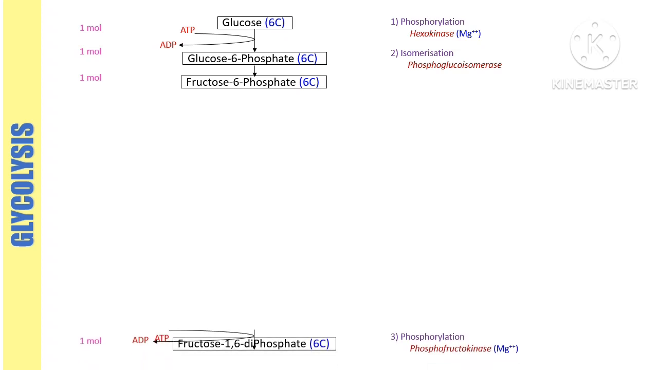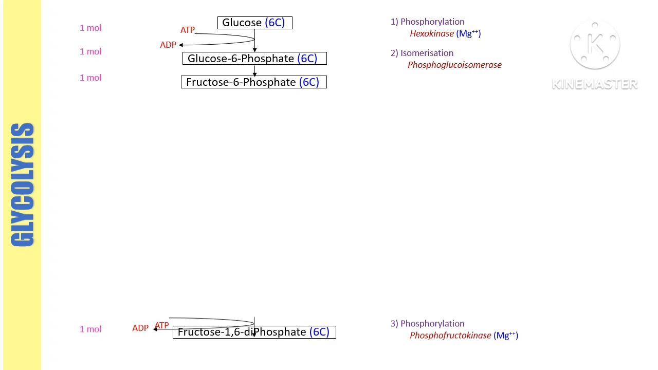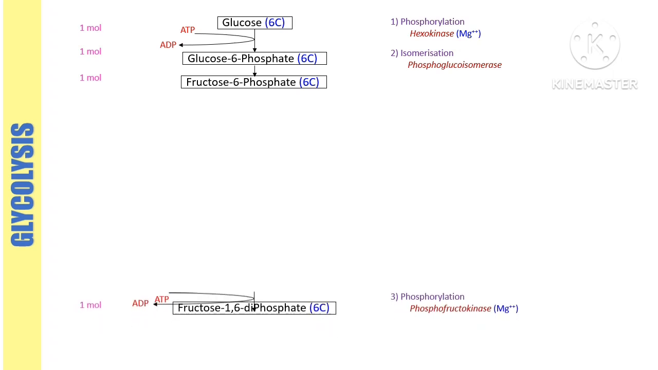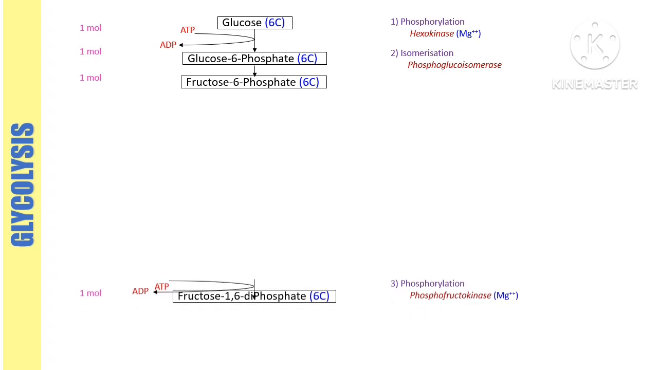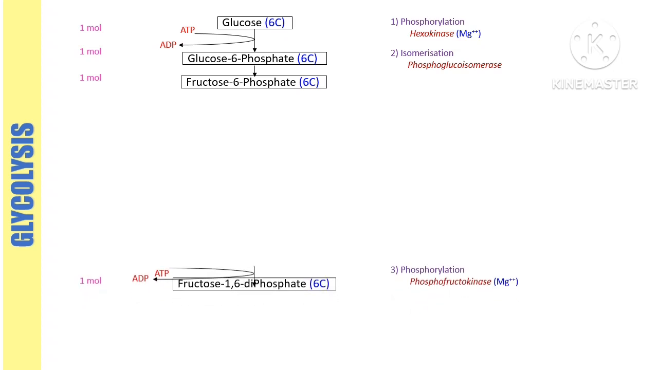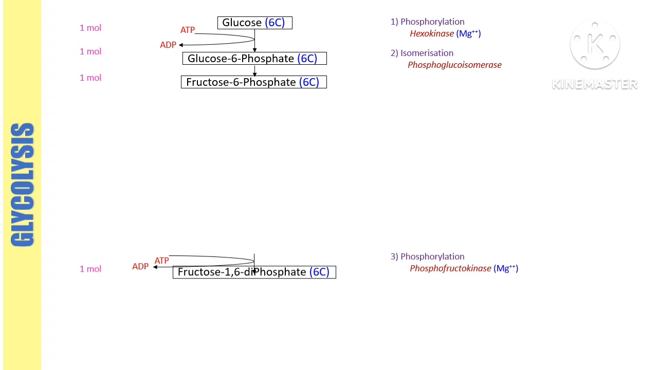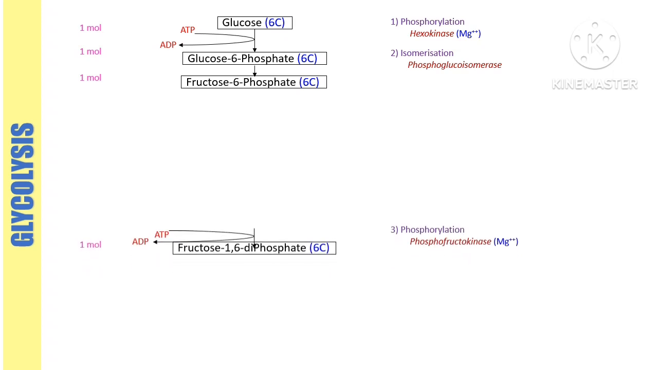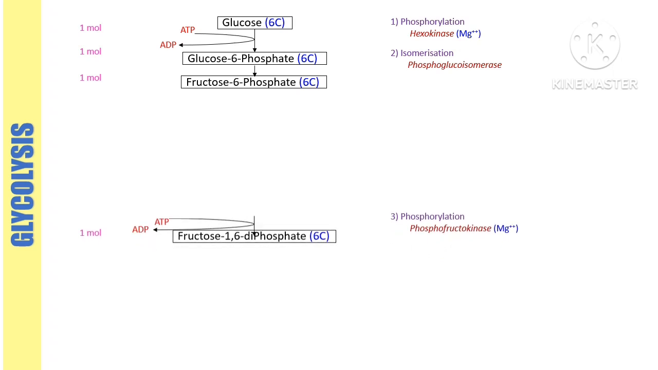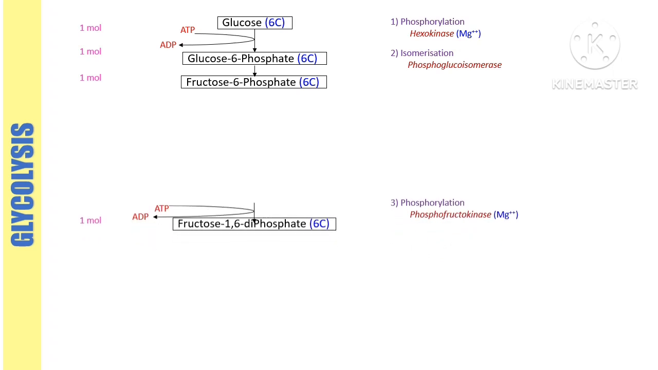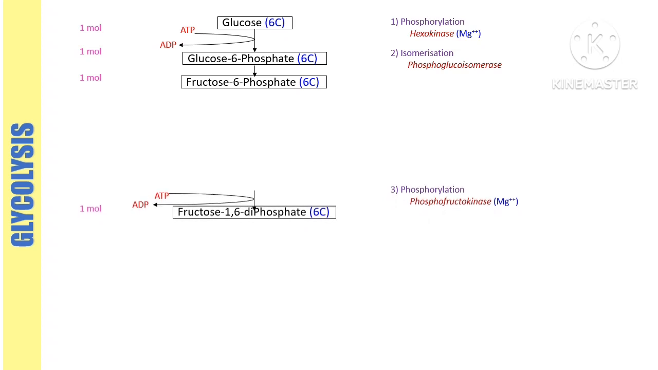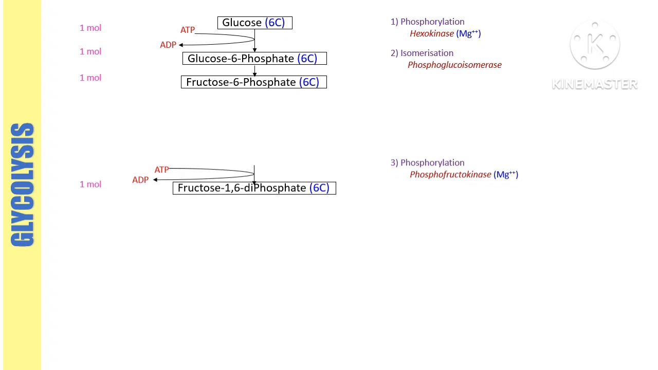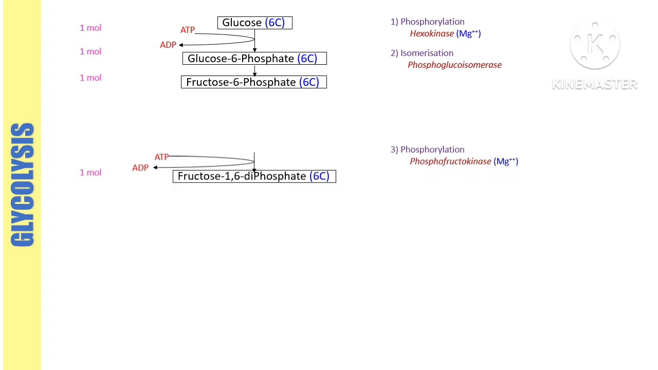Then in the third step of this splitting reaction, another phosphate group is added at the first carbon position of fructose, hence we get fructose 1,6 diphosphate, which is also a 6 carbon molecule. ATP is broken down to ADP, and the phosphate is added at the first position of fructose. This reaction is also known as phosphorylation, and it is catalyzed by phosphofructokinase in the presence of magnesium ions.